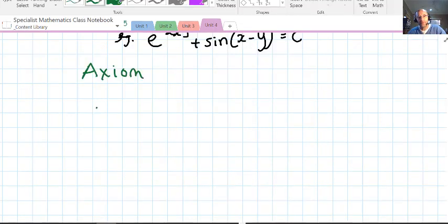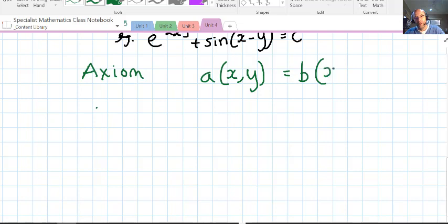Now it uses an axiom of mathematics that should make sense, and it uses the axiom that if two expressions are equal, then the value of each expression must change in an identical way as one of the variables changes. So if we have a, as an expression or a function of x and y, and we have b, which is also set equal to that, and it's also a function of x and y.